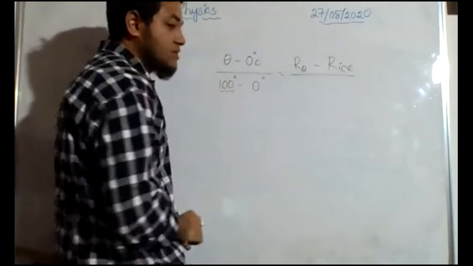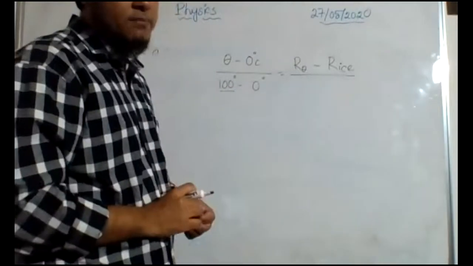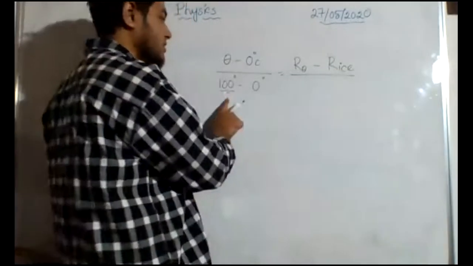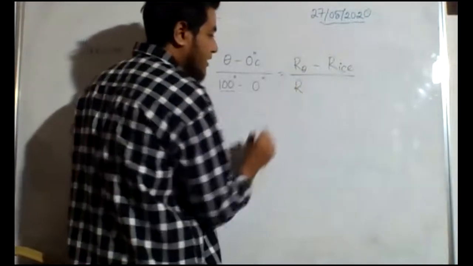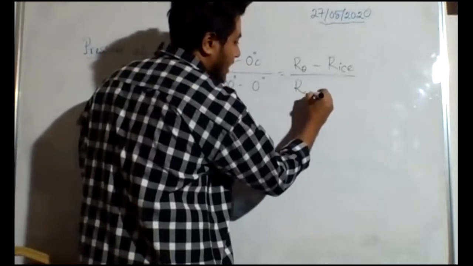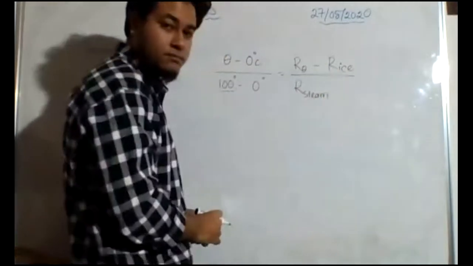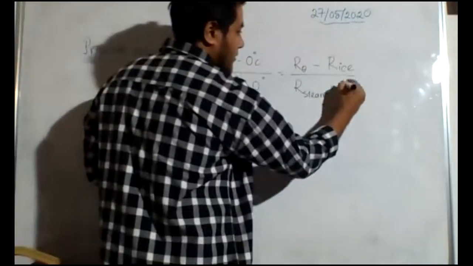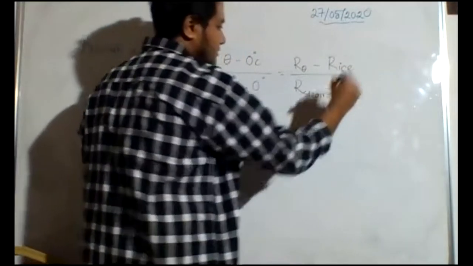Okay. And here 100 degrees Celsius, this is the steam point. Why? Because if you apply heat to water, it will start converting to steam at 100 degrees Celsius temperature. At that temperature, the resistance is R steam. And minus here what we have, 0 degrees Celsius. So I will write again R ice.